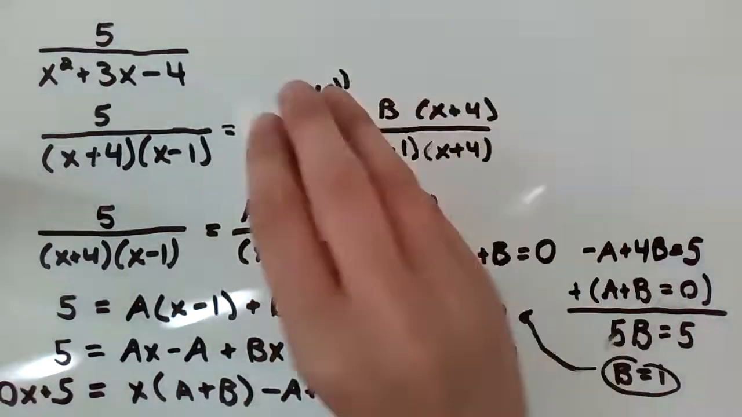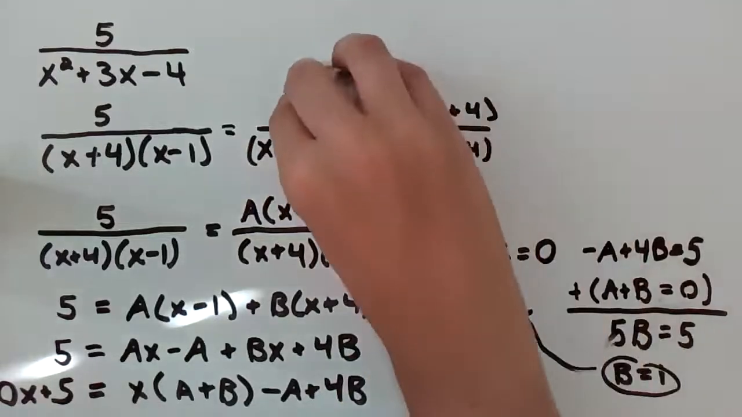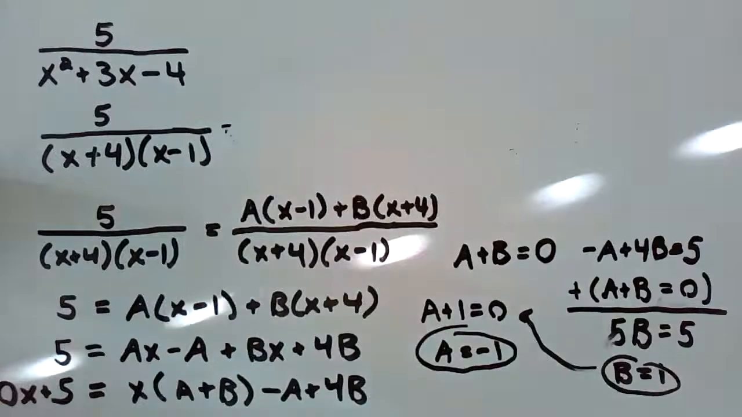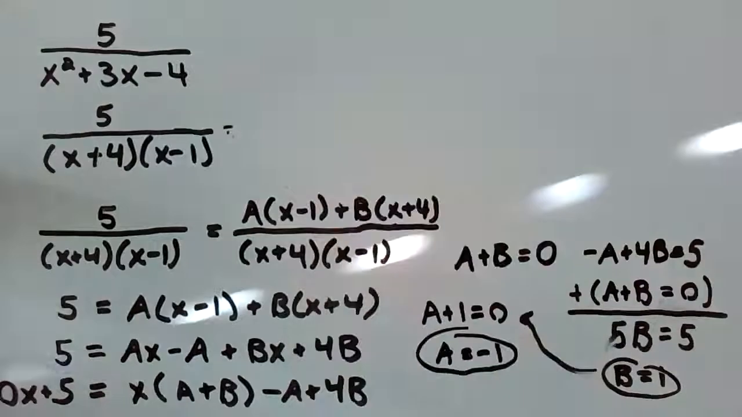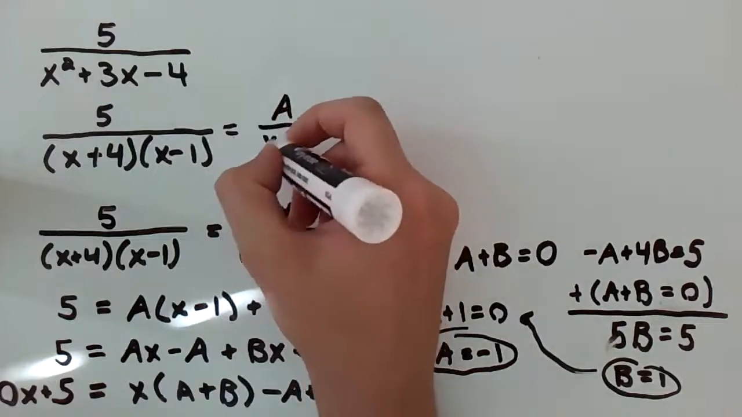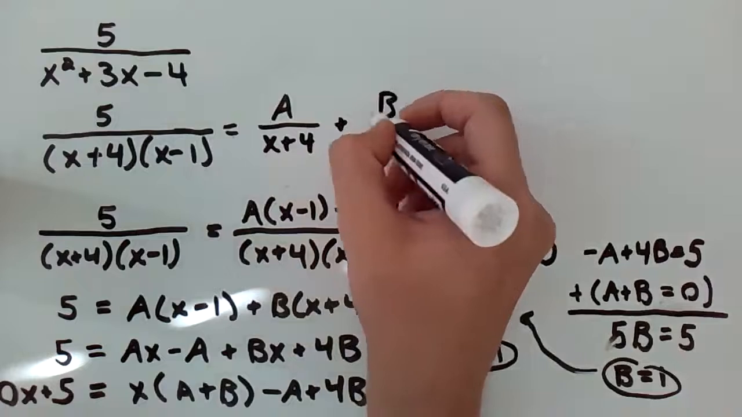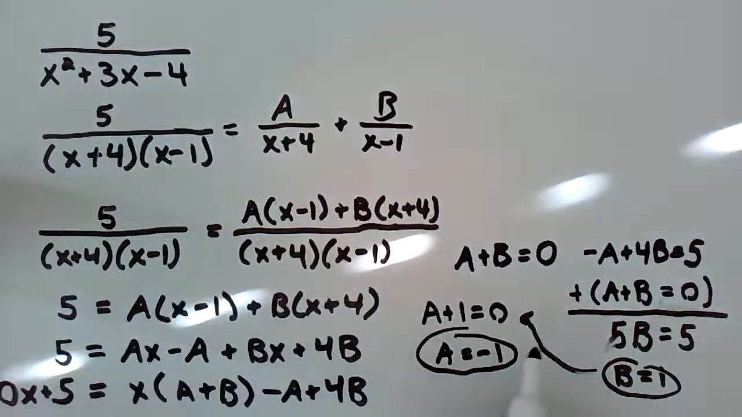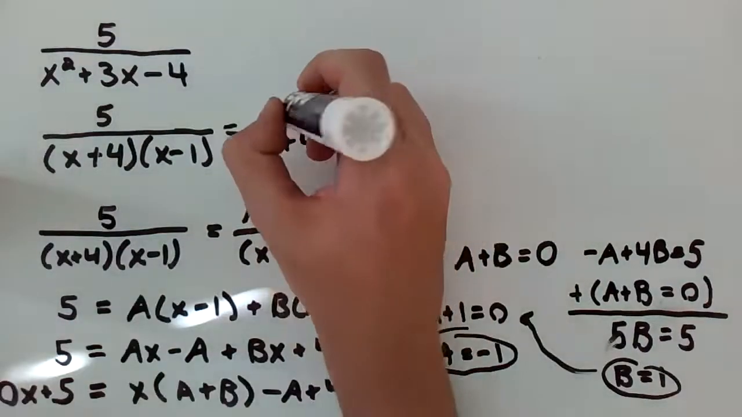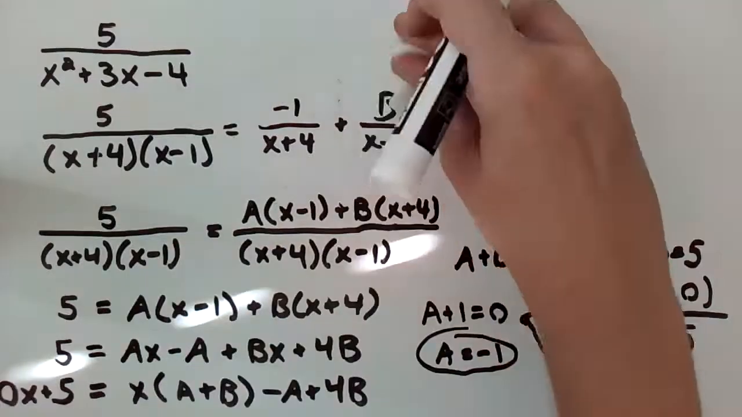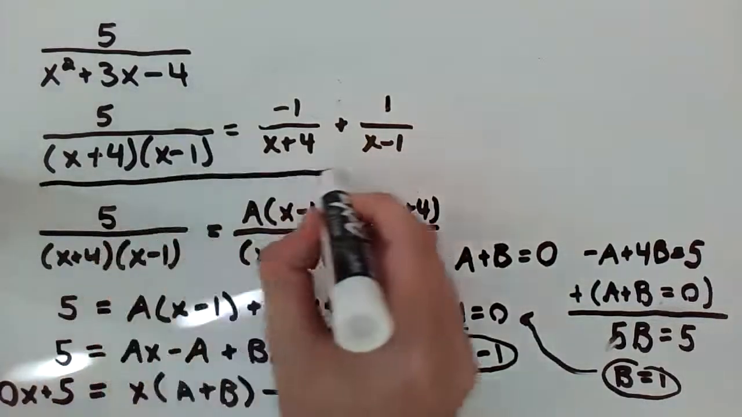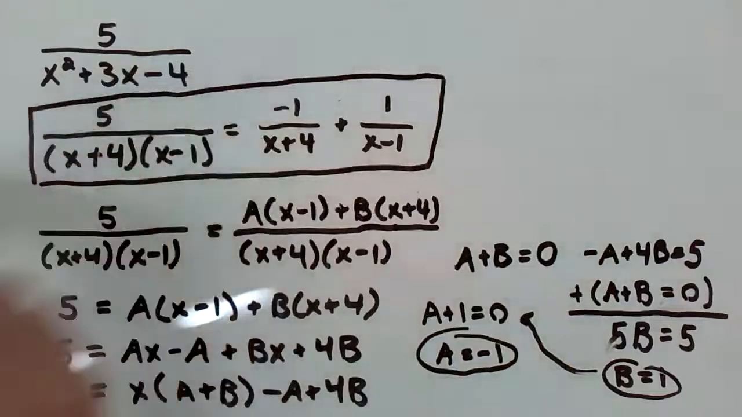So now, instead of having this ugly thing, what we can do is we can rewrite this. So originally I had broken it up and decomposed it into a over x plus 4 plus b over x minus 1. Now we found our a is minus 1, so I can just go ahead and replace a with minus 1, and b is 1. So b can be replaced with a 1. And now we've successfully decomposed this fraction into partial fractions.